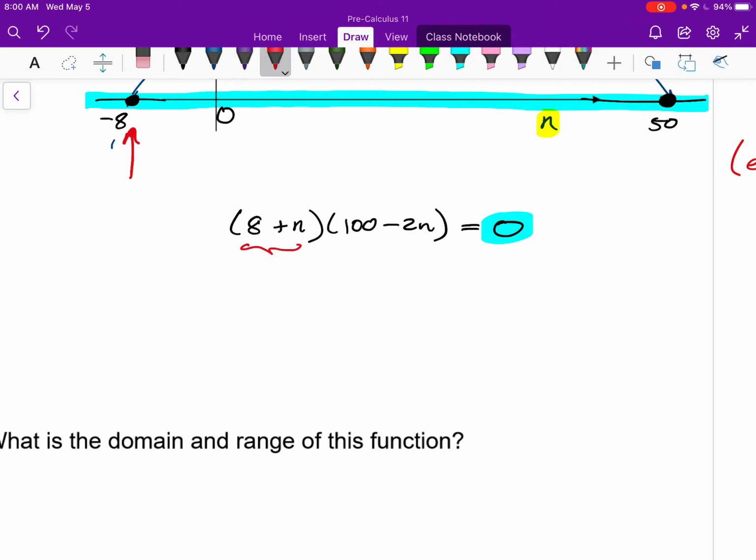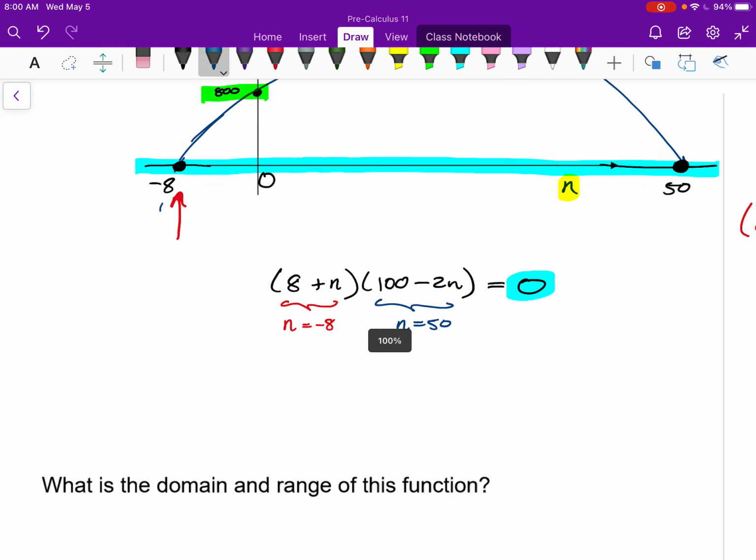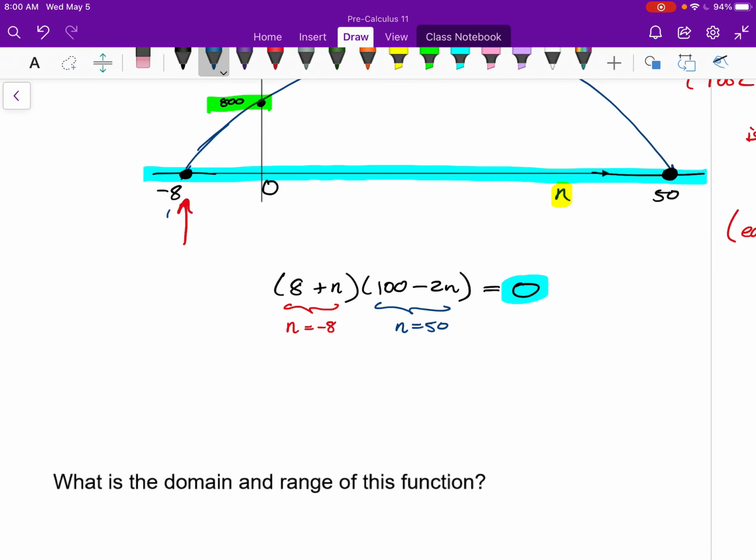I can see right here when n equals -8, that factor will equal 0, and therefore the whole equation will equal 0. And I can see right here when n equals 50, because 100 minus 2 times 50 is 0 actually. And so when n equals 50, that factor will become 0. And so I know that when n is -8 and when n is 50, this whole equation, the revenue, will equal 0. And that's how I know these two x-intercepts, or n-intercepts, if you look at the graph.